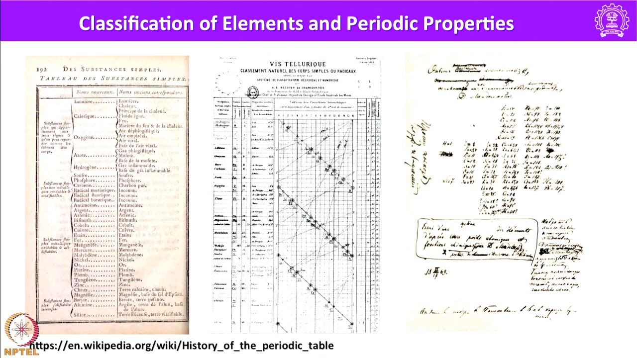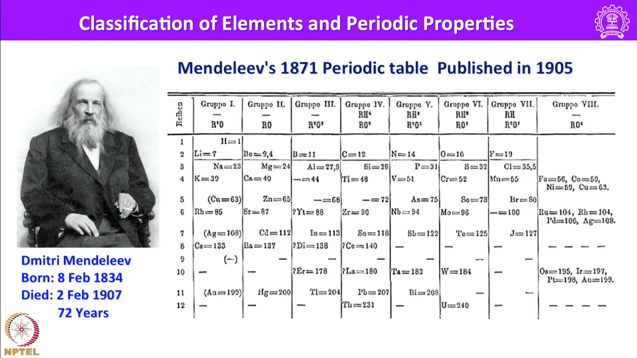Of course, this I have taken directly from Wikipedia, and this is Mendeleev's periodic table published in 1869, or accepted in 1905, and of course, he proposed this one in 1871. So, let us look into some of the features of Mendeleev's discovery.